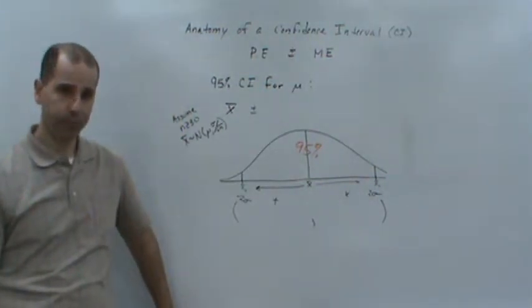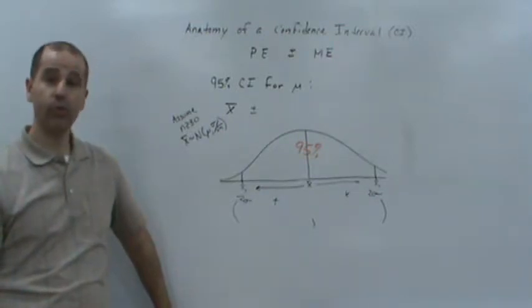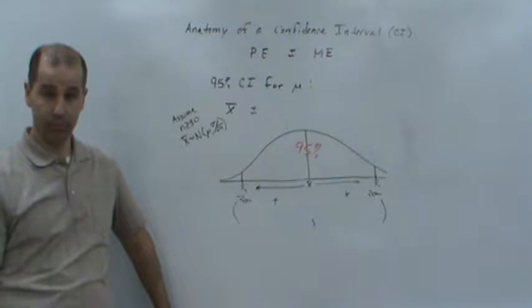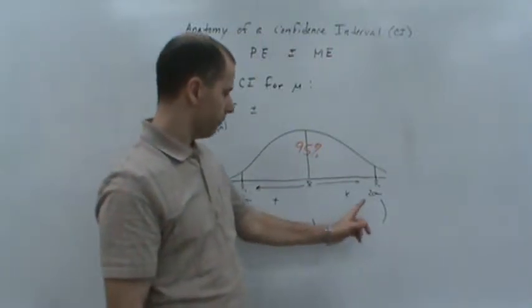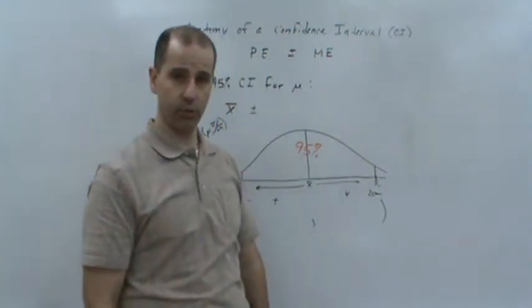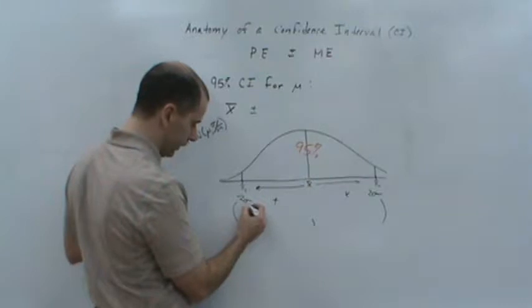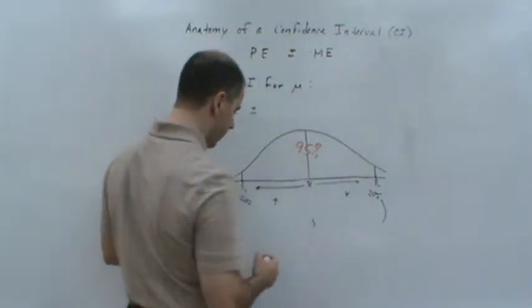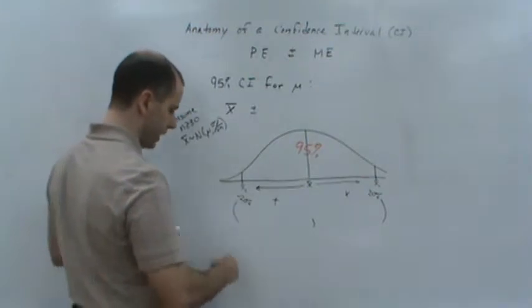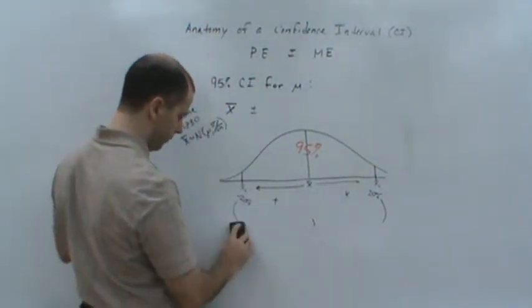Okay, now, how do we figure out what two standard deviations is? What is the standard deviation? Well, what are we talking about? We're talking about the standard deviation of X bar here. This is the standard deviation of X bar. So in other words, what are we doing? We're taking 2 times sigma of X bar.